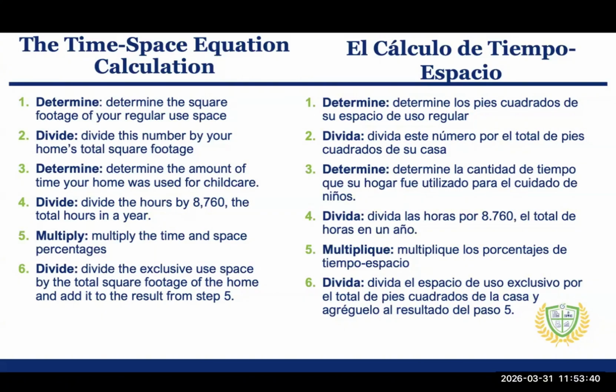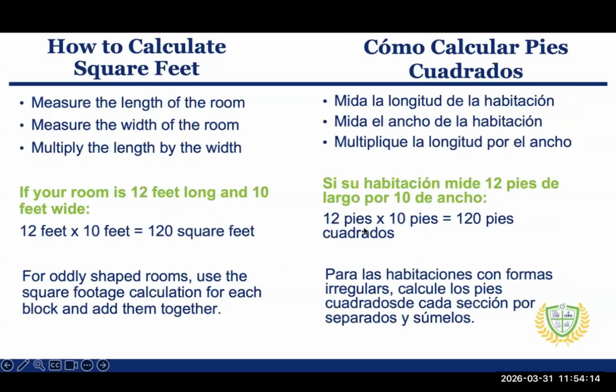Then we want to multiply the time and space percentage to get our initial time space percentage, but then we have to add the exclusive use percentage. So we divide the exclusive use space by the total square footage of your home. We add it to the previous result that we have, and that will be our time space calculation. Just reading these steps might be a little confusing if you have never done time space before, but let's do some examples and let's break down the steps even further.